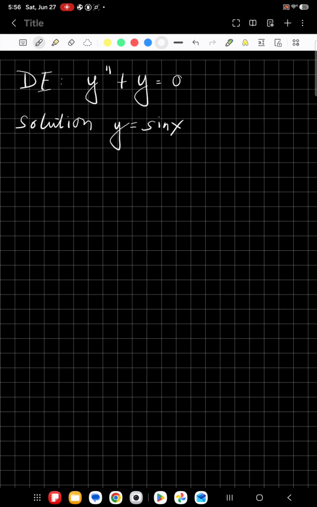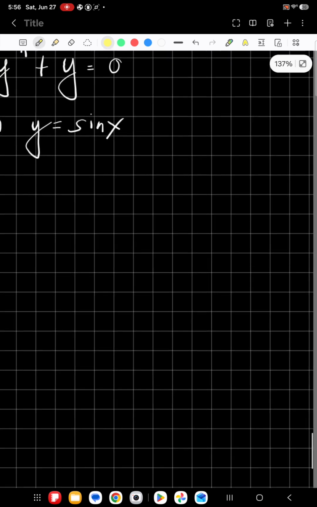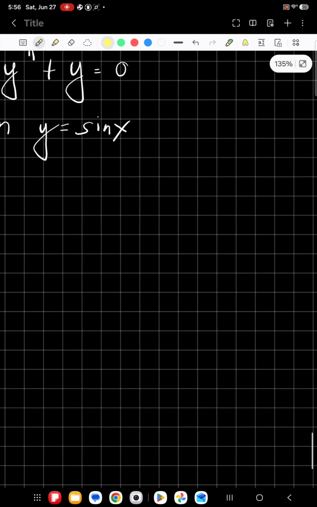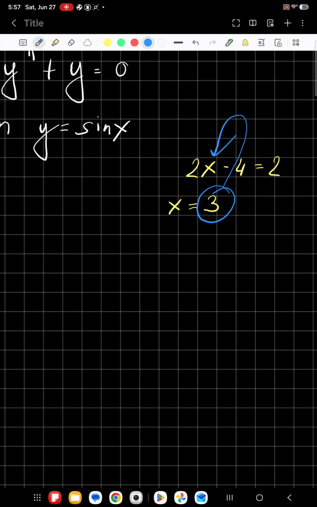And again, as a little bit of a side note, let's take something like 2x minus 4 equals 2. This is just a regular equation, and we need to show that x equals 3 is a solution. So how do we do this? Well, we would take 3 and plug it into the original equation.